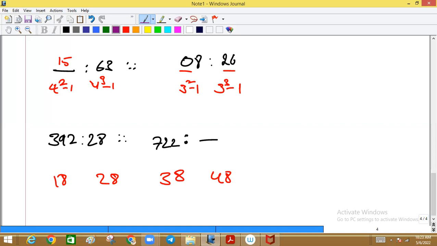Okay. So again, big number, small number to big number. Obviously, options are small number again to big number. So what did you do? 28 into, okay, 38 into 19. Okay. Why is this 14, this 19?